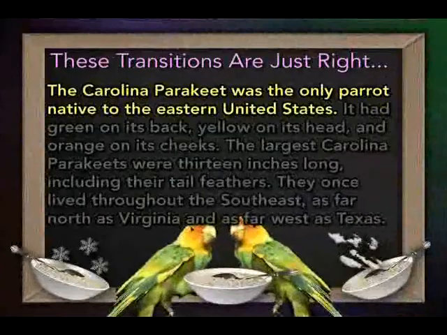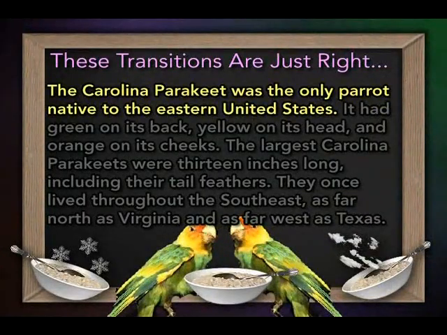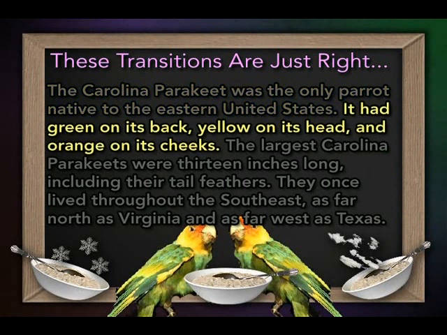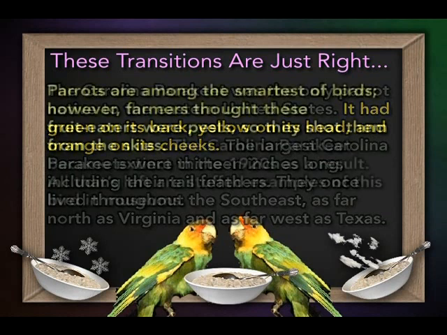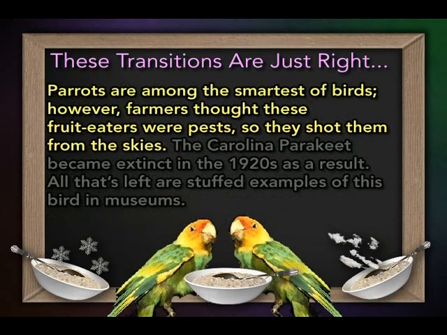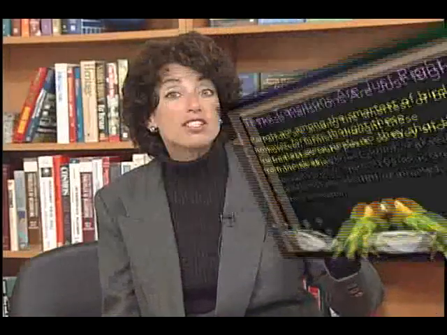But overall, high school, junior high school, college, when you're about that age, mixing different kinds of sentences makes for the most interesting style. So I've got the Carolina parakeet was the only parrot native to the eastern United States. Relatively short, simple sentence. It had green on its back, yellow on its head, and orange on its cheeks. The same. Then I get something interesting. Something like this. Parrots are among the smartest of birds. However, farmers thought these fruit eaters were pests, so they shot them from the skies. That's a long sentence. The long sentence becomes very interesting because it's set among the shorter sentences.